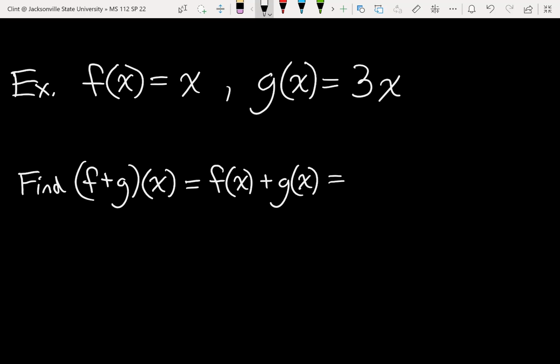Okay. F of x, what is f of x? It's x. And g of x is 3x. And if we combine like terms, sometimes there's simplifying you can do, sometimes there's not. So don't panic if there's not anything you see to do when you get it written down. On this one, we can combine like terms and we'll get 4x. There's our new function.